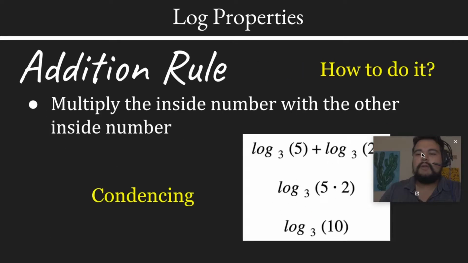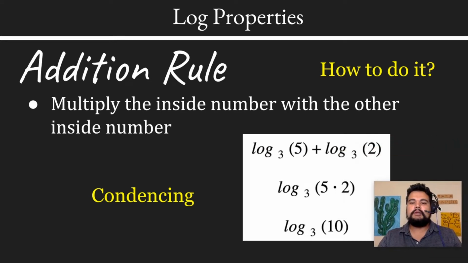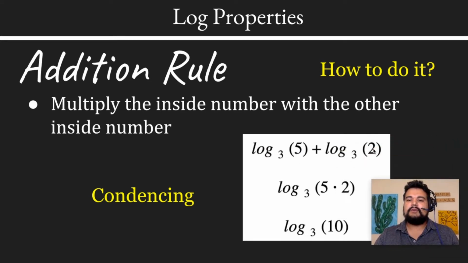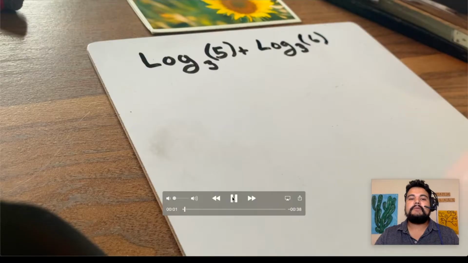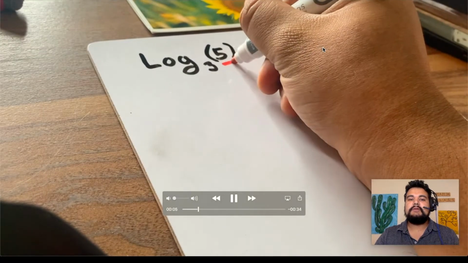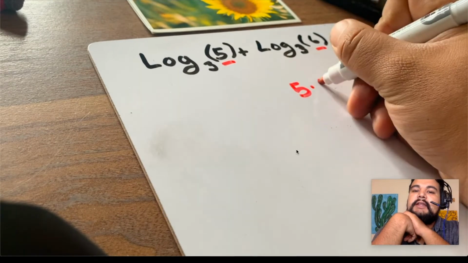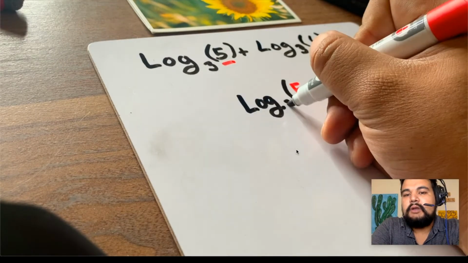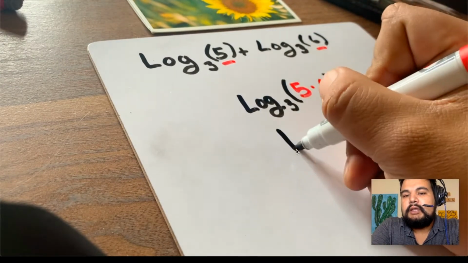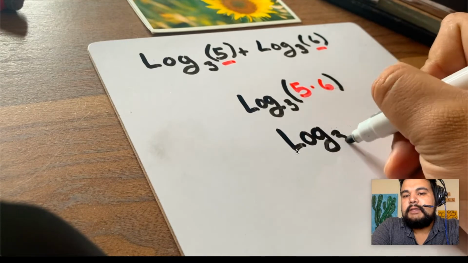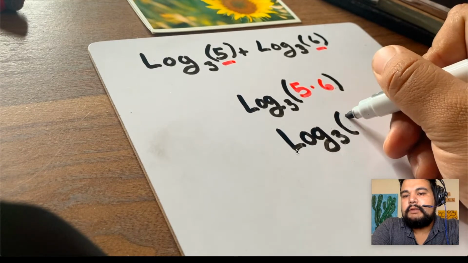Okay, how do you actually do addition? Well, you take the 5 and the 2, the inside numbers of the log, and we're going to multiply them. So when you add, you multiply. 5 times 2 is 10. So we have log base 3 of 5 and log base 3 of 6, and the inside numbers are 5 and 6. So 5 times 6, guys. The two logs become 1 log, and therefore you have log base 3 of 30.